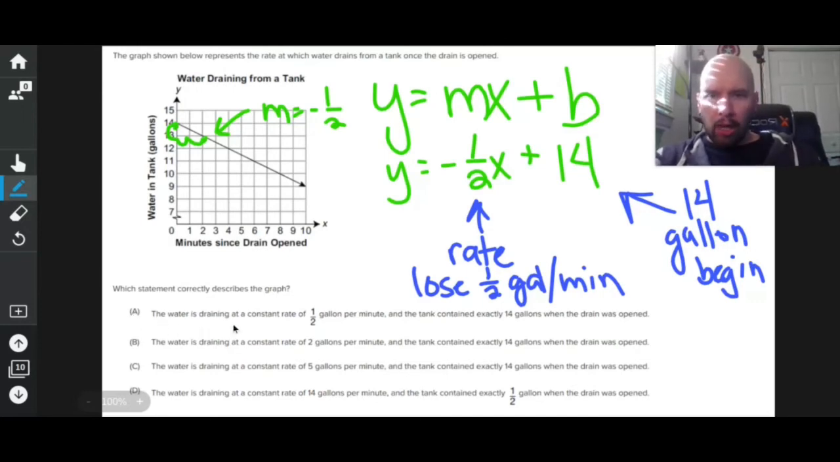The water is draining at a constant rate of half a gallon per minute. True. The tank contained exactly 14 gallons when it was opened. That's also true. That was easy. Let's make sure that these don't make sense. The water is draining at a constant rate of 2 gallons per minute. No, it's half. 5 gallons per minute? No, it's half. 14 gallons per minute? No, 14 is what I started out with.